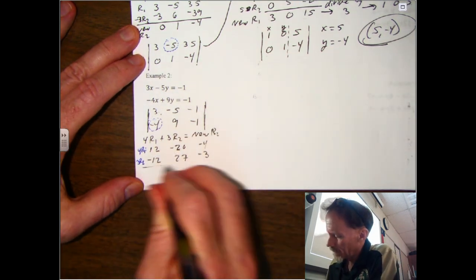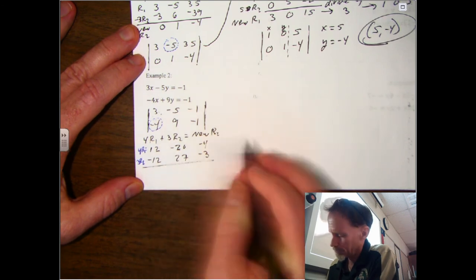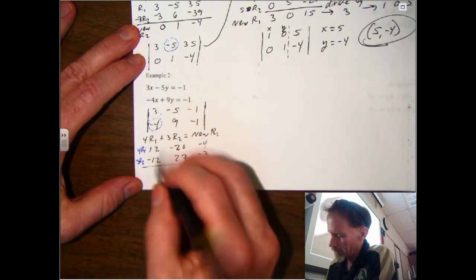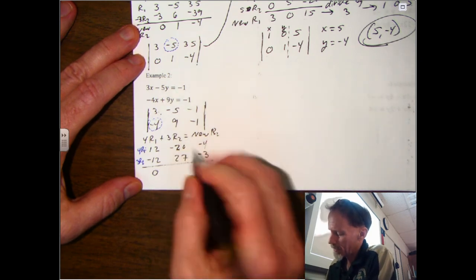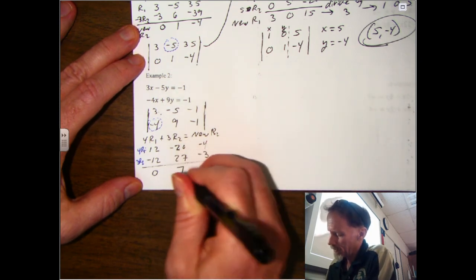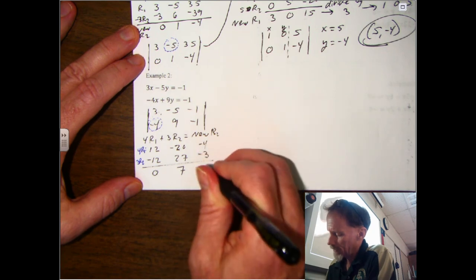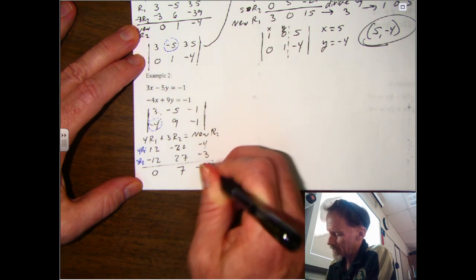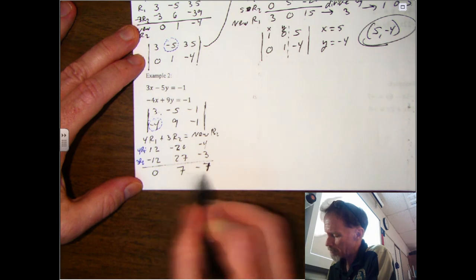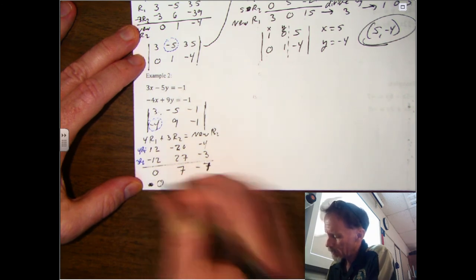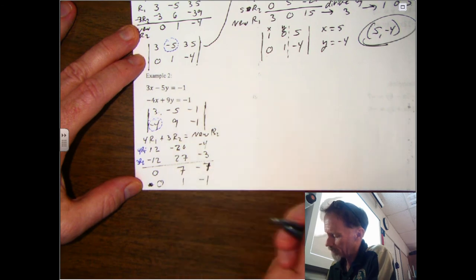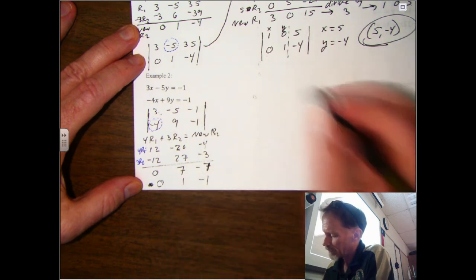Combine them, and whatever you get, you get. 0, and again, we did that on purpose, so that was a 0. That's not a surprise. Negative 20 and 27, negative 4, negative 3. And again, notice I can simplify that too. I can divide both of those by 7. So really this becomes 0, 1, and negative 1. And that's my new row 2.